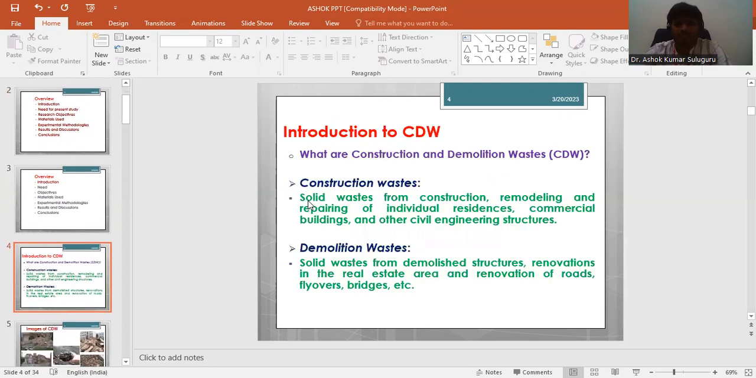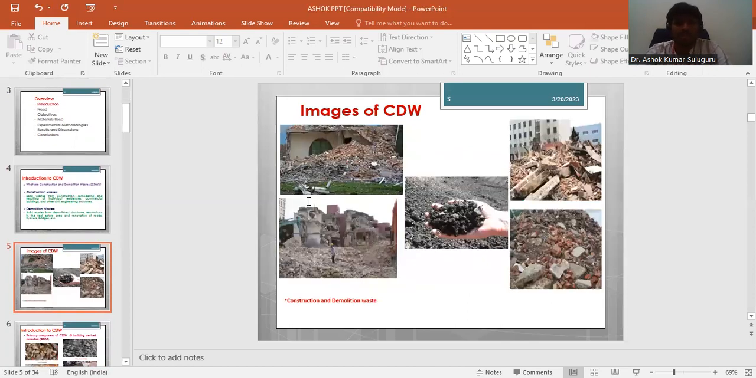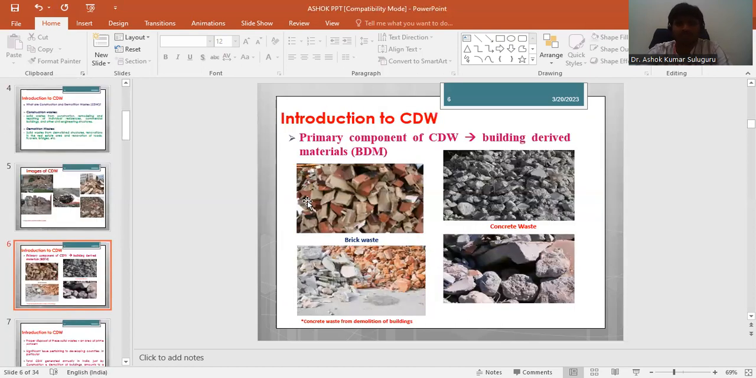Coming to the introduction part, CDW stands for construction demolition waste. In construction demolition waste, we have defined two wastes. The first one is construction waste. Construction waste can be defined as the solid waste from construction, remodeling, and repairing of individual residences, commercial buildings, and other civil engineering structures. Whereas demolition waste is the solid waste from demolished structures, renovations in the real estate area, and renovations of roads, flyovers, bridges, etc. You can see a few measures of construction demolition waste.